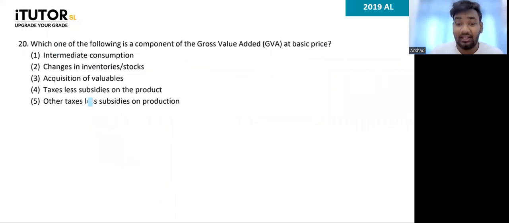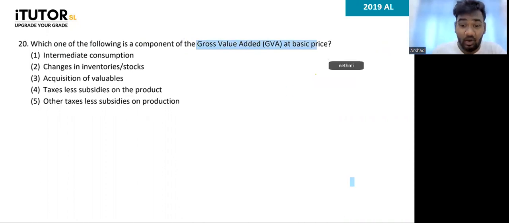Question 20. Which of the following is a component of gross value added at basic price? What do you think? Is a component of GVA at basic price. Now, GVA at basic price, we get in two approaches. One is the output approach, and the other is what? The other is the expenditure. No, the other is the income approach. Output and the income approach. What do we get? We get GVA. So we'll look at this.